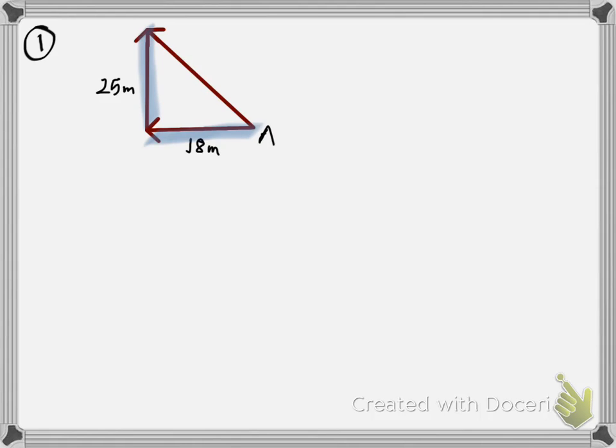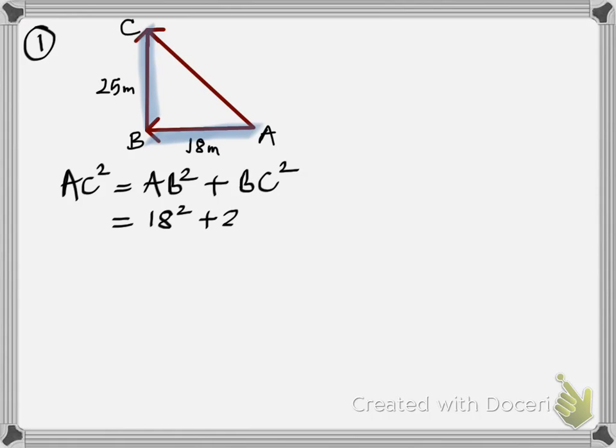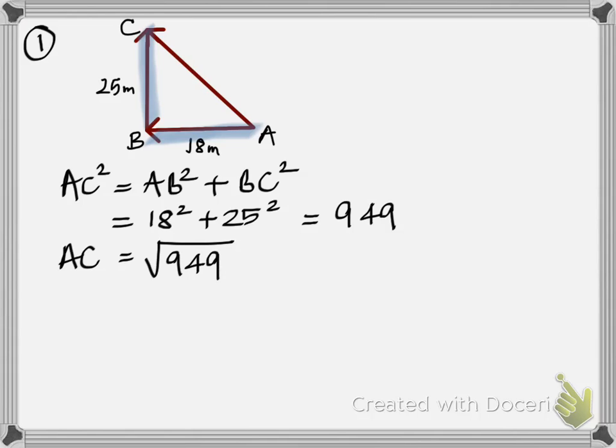Now, problem 1 talks about walking 8 meters straight west, then 25 meters straight north. All right. So that is the diagram. 18 meters to the west, you go that way, and then you go 25 meters to the north, straight north. And the question says, how far are you from your starting point? Well, AC is your distance from the starting point, and to find AC, all you got to do is AC squared is AB squared plus BC squared. Square them and add them, take the square root. 30.8 meter is the answer.